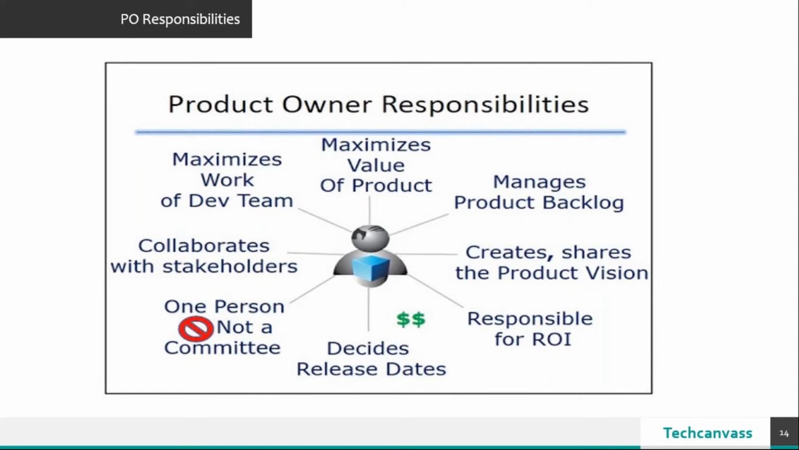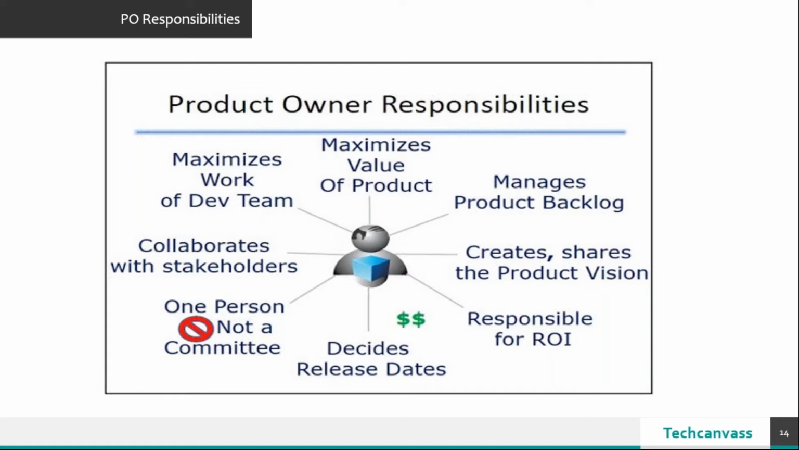So the product owner actually creates the product roadmap, wherein it decides upon the milestones along with the release dates. So based on any important events that might happen, you decide upon the release date for the particular product. And of course, you're maximizing the work for the dev team, so you're collaborating with the dev team to ensure that they have everything clarified, and the requirements are clear enough.